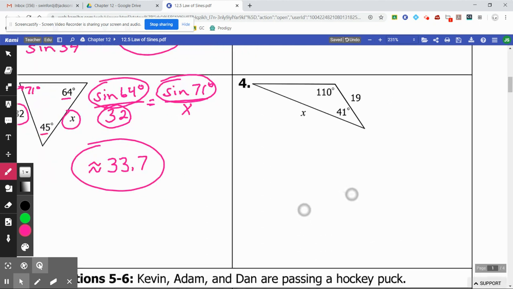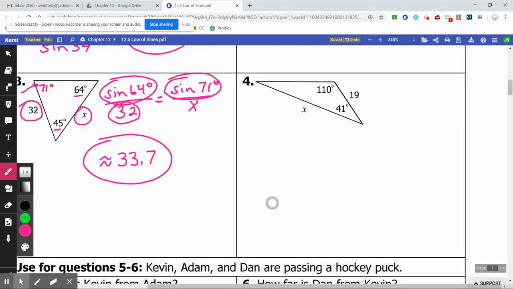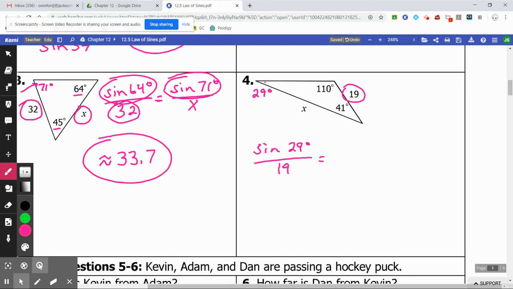Number 4. Same thing. You don't have the angle across from 19 here. So we're going to add 110 and 41. That's 151. So that leaves me with a 29-degree angle. So the sine of 29 over the side across from it will equal the sine of, we're going to use 110 since we're looking for x.